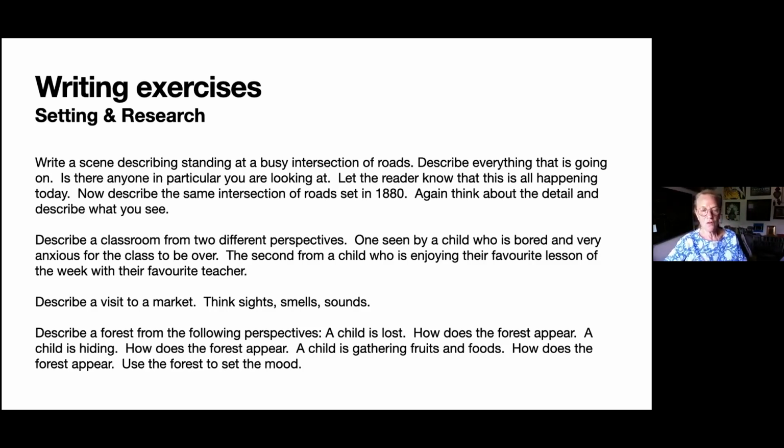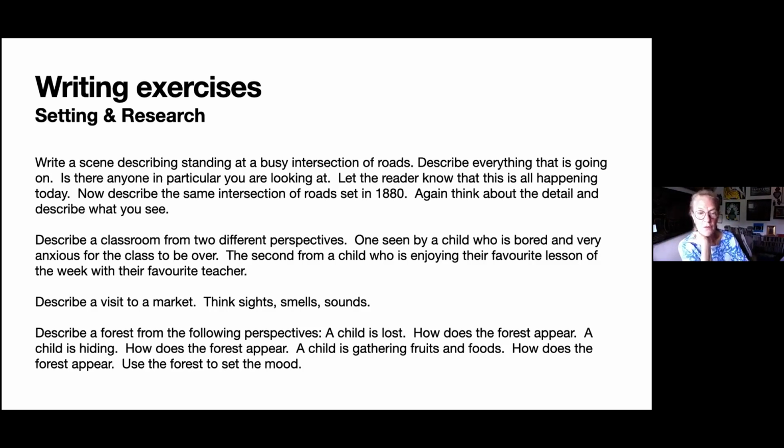Or describe a visit to a market. Think of the sights, the smells, the sounds. What does your character feel about being in that space? What are they looking for? Are they excited? Are they frightened? Are they lost? Are they going to buy food? Have they just got some money and they're really delighted that they're going to be able to buy food and go home and cook a great big meal for everybody? And then you don't have to do all of these. You can do one or two, and absolutely whatever you feel like.